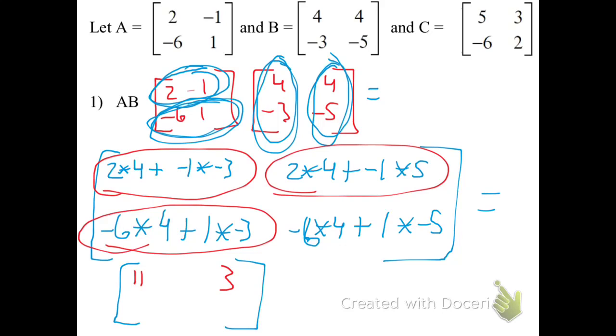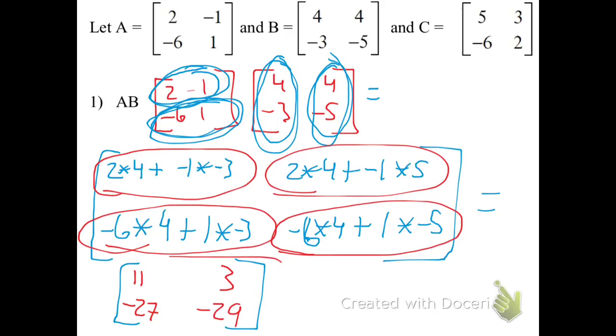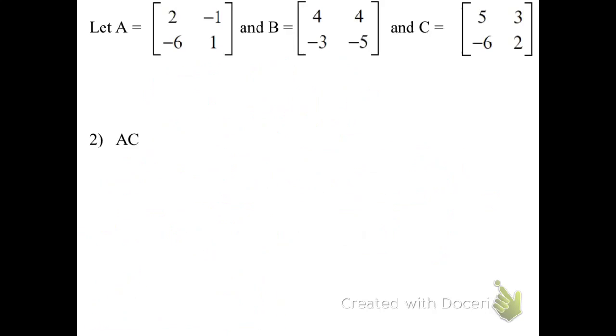Moving on to the next row. -6 times 4 is -24. 1 times -3 is -3. So -24 plus -3 gives you -27. And then we got -6 times 4 is -24. And 1 times -5 is -5. -24 plus -5 is -29. And we got our answer. Is this matrix here, 11, 3, -27, -29. And we'll move on to AC.